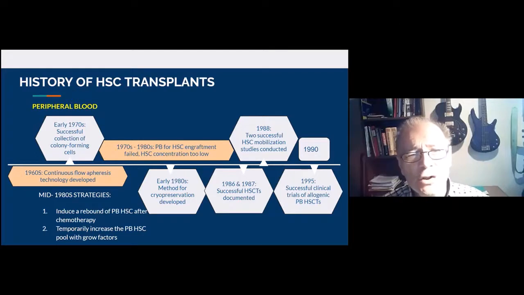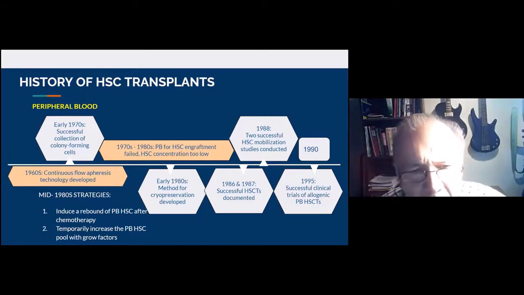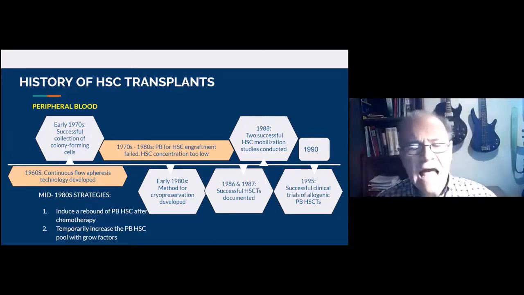But the continuous flow of fluorescence technology developed before. During the 70s and 80s, peripheral blood for hematopoietic stem cell engraftment failed because of low concentration. In the mid-1980s, strategies appeared that induce a rebound of peripheral blood hematopoietic stem cells after chemotherapy and temporarily increase the peripheral blood stem cell pool with the use of growth factors like CSF.